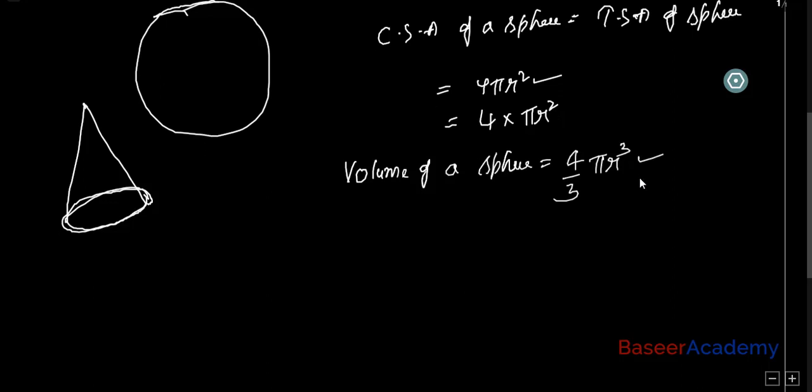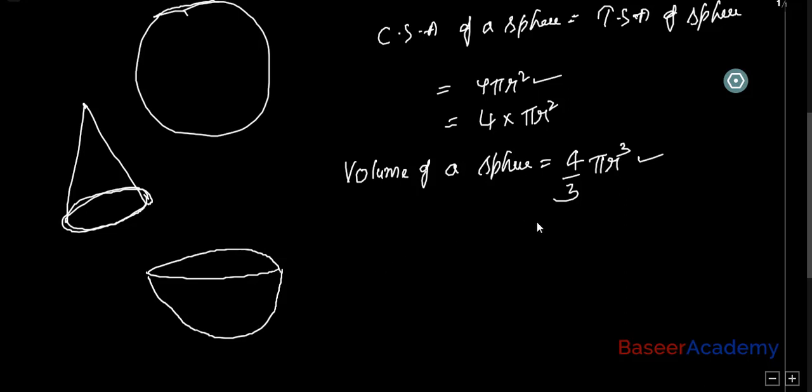Now let us consider a hemisphere. Hemi means half, right? Hemi means half. So let us now consider a hemisphere. I'm just cutting this sphere into two halves. Then the other half would look something like this.